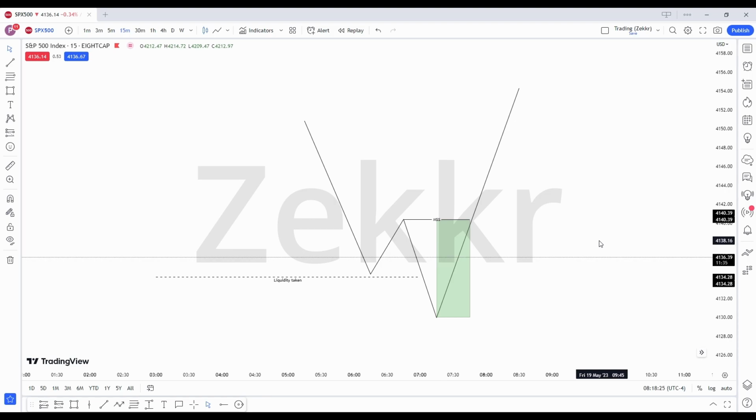And now let's look at the two main keys of this setup: when do these setups form and where do these setups form.